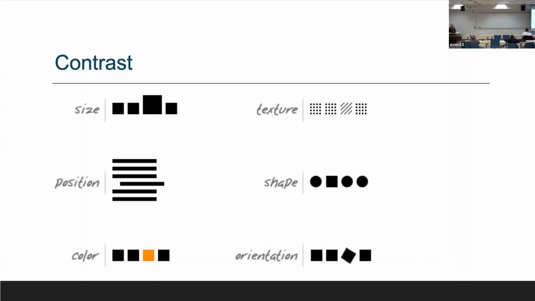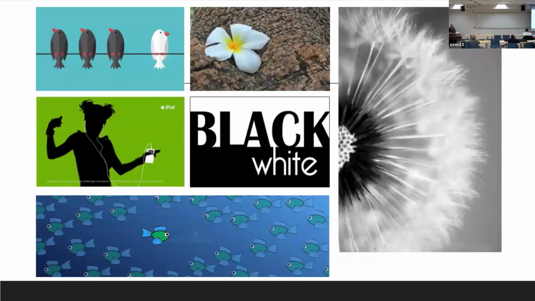And here we have different ways to do a contrast. Usually people think of contrast as light and dark. But as you can see, besides light and dark and color, you can establish contrast in size, in position, in texture, shape, and orientation. And here are some examples.